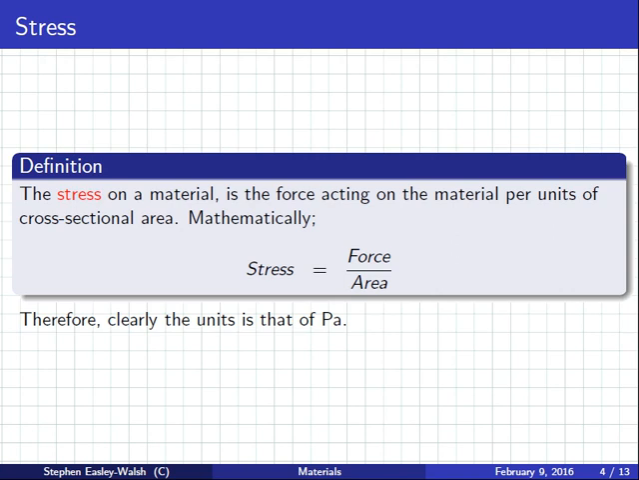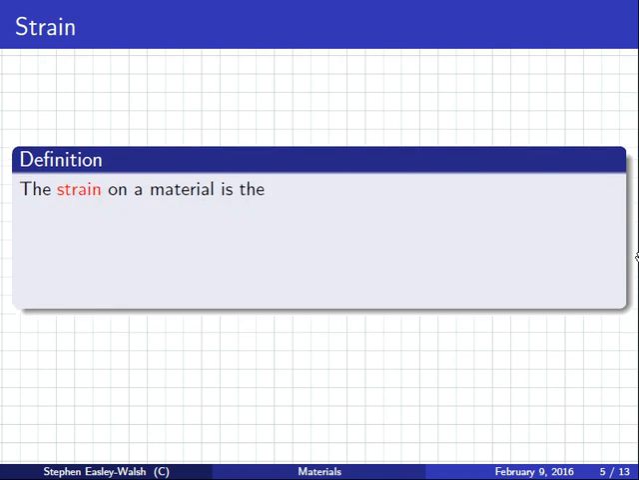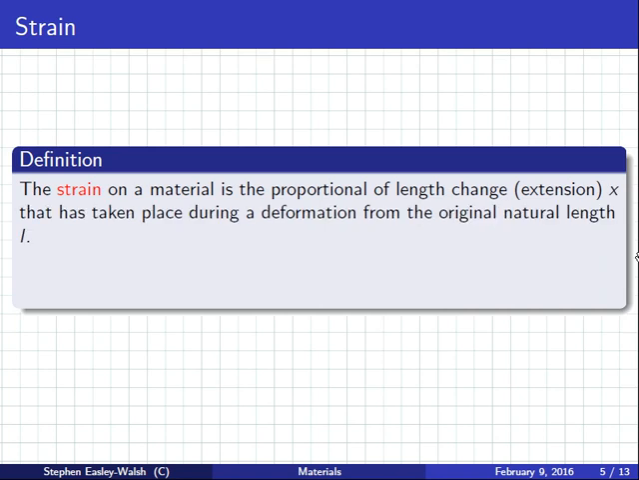Alright. Next slide. You got this one? Yep. Right, so now the strain on a material is the proportion of length change. I have to type this quickly. The proportion of length change or extension x that has taken place during a deformation from the original natural length L. So that's all fancy pants. What does that mean? Basically, strain is just the extension divided by the natural length.